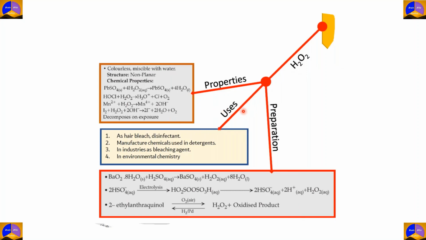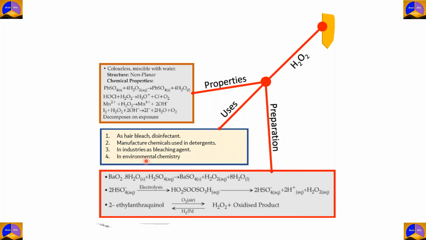Now we move on to the uses of hydrogen peroxide. Firstly, hydrogen peroxide is used as a hair bleach and disinfectant. A common product in the market called perhydrol is an example. Hydrogen peroxide is also used to manufacture chemicals used in detergents, such as sodium perborate. Hydrogen peroxide in industries is used as a bleaching agent. It is used as such in textile industries, paper pulp, leathers, oils, fats, etc.